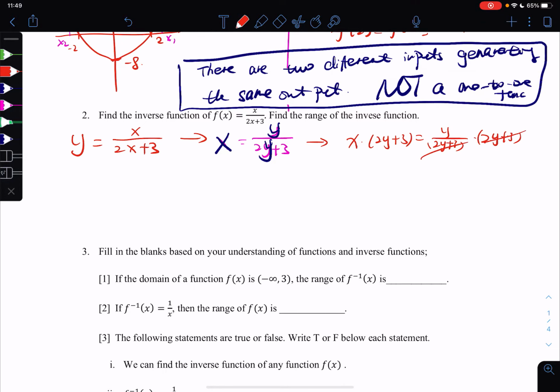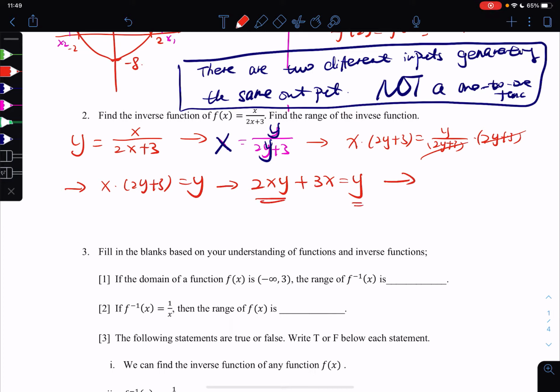So by doing this, what you end up with is x times 2y plus 3 equals y. Keep in mind that your y is buried in the parentheses, so you can't really shuffle this to the other end. So I make sure that my y is no longer buried in the parentheses, and now I have the freedom to move them around, which means 3x is y minus 2xy. Now you reach the stage where all the y terms are on the same side, so all you need to do is factor it out.